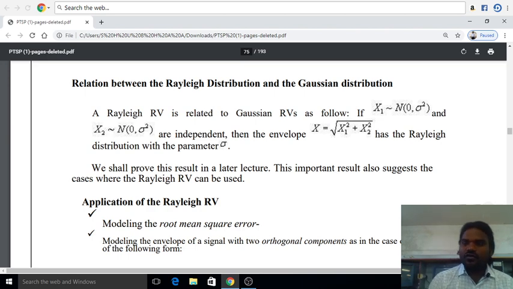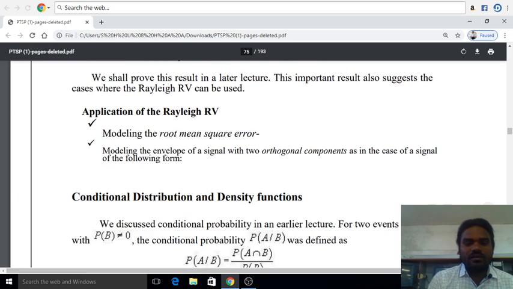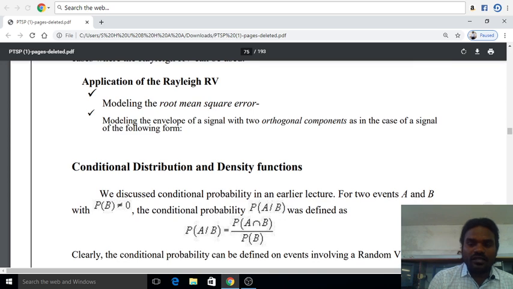So if you go through this, you can get the complete relation between the Gaussian distribution and the Rayleigh distribution. We know that these two are valid for continuous random variables only, whereas the Poisson distribution and the binomial distribution are for discrete random variables, and all the remaining distributions are for continuous random variables only.